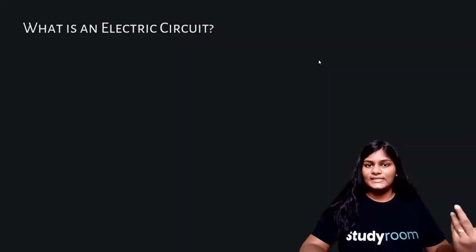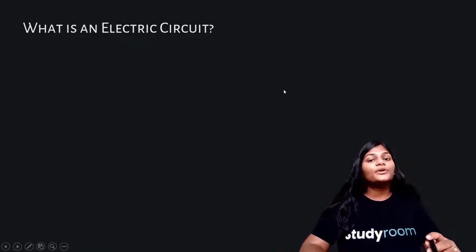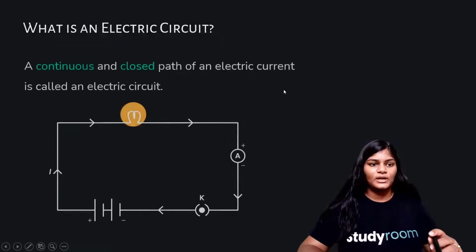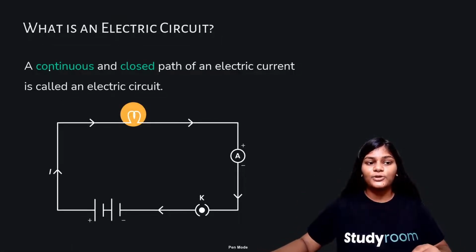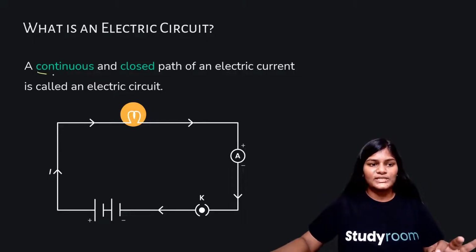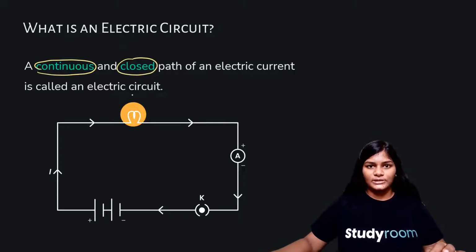What is an electric circuit? So we just studied the concept of electric current, right? Now we're going to study what a circuit is. So basically, the circuit is a continuous, and I'm going to circle the important words here, okay? It is a continuous and closed path of an electric current.